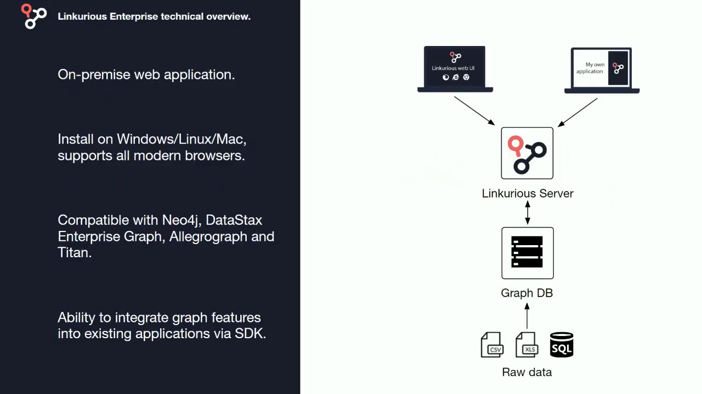So, to sum up on the technology side, Linkurious is an enterprise-ready platform. Our on-premise web application is compatible with modern OSs and browsers. On the database side, we are fully compatible with the best products on the market, such as Neo4j, DataStax Enterprise Graph, or Titan. We also provide a documented REST API for custom integration.